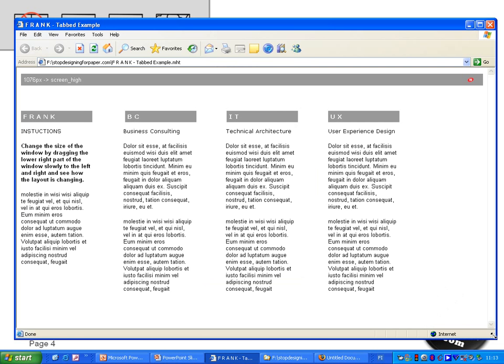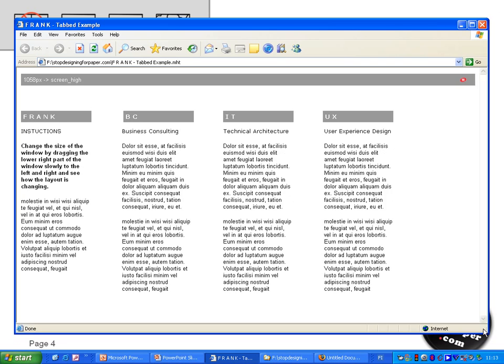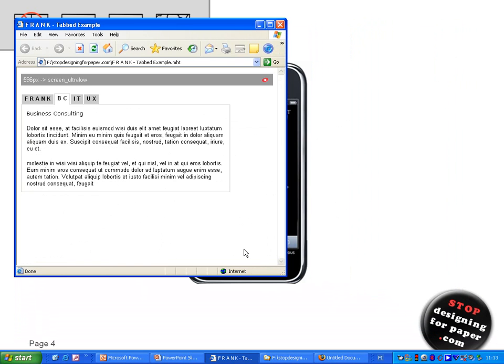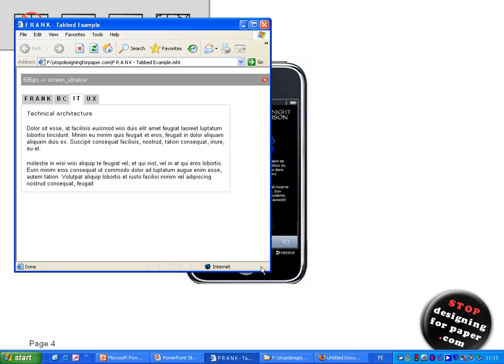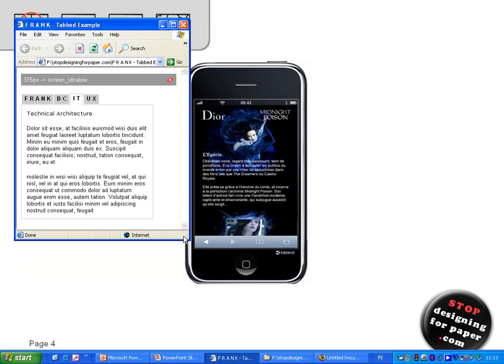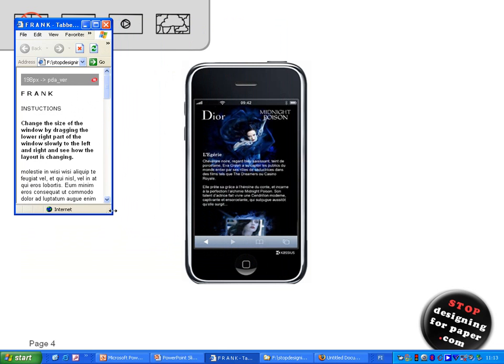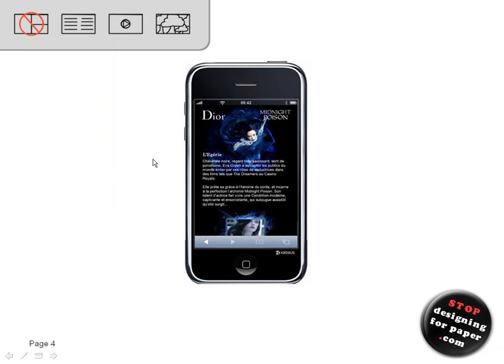Okay, so here you have a big screen, and while this is decreasing, the layout is adjusting itself to the screen size to finally even come down to a PDA that is very small. So this is kind of the way we would like to consider a living layout.